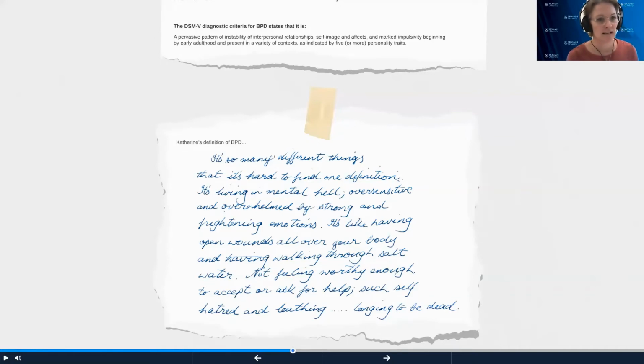So what we're doing is we're trying to tap into a sort of multi-sensorial type of learning. This is her handwriting and it's her own voice coming through to teach health professionals that this is how it feels for her, and we contrast that with the clinical language to try and get them to think about that.